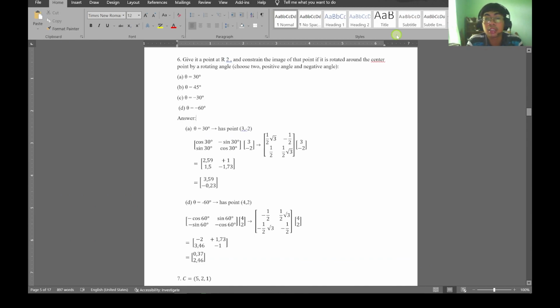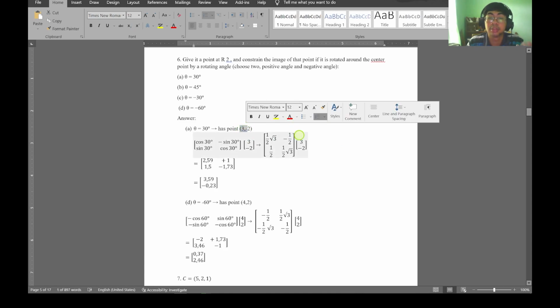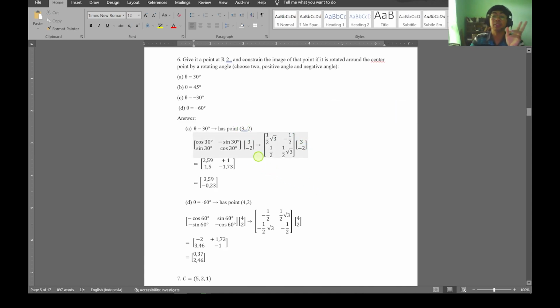Given a point in R2, find the image of the point if it is rotated around the center by a rotating angle. So this is the question, and we answer number A. Theta is equal to 30 degrees, with point 3, minus 2. So we multiply by the rotation matrix for 30 degrees: cos 30 degrees, minus sin 30 degrees, sin 30 degrees, and cos 30 degrees.